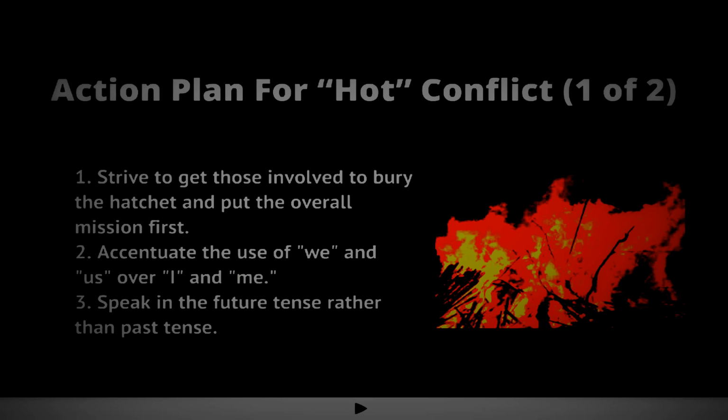Action plan for hot conflict. First, strive to get those involved to bury the hatchet and put the overall mission of the group first. Accentuate the use of we and us over I and me.